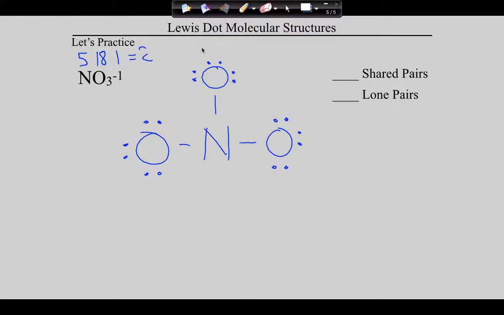But what about the nitrogen? Nitrogen's only got 6. So what can we do to give the nitrogen 8? Form a double bond, but the question is where? It doesn't matter. You could go to any of these oxygens. I'll just go to the one on the right because it's closest. And we're going to take 2 electrons off and push them into the middle. And now everybody's got 8.